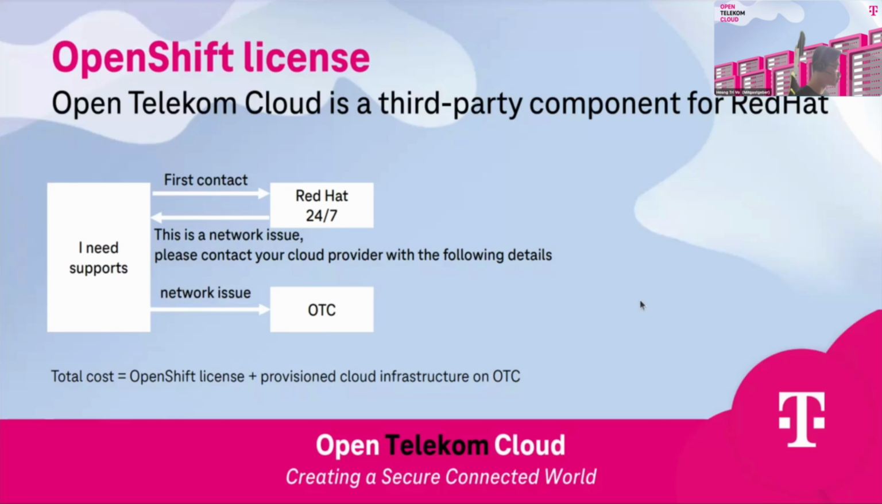and the total cost is that you pay for the OpenShift license, and you only pay for the provisioning of cloud resources, the cloud infrastructure on OTC, meaning on Open Telecom Cloud, meaning you pay for CPU, RAM, gigabytes of the control node and of the worker nodes, or any additional cloud resource that you create on Open Telecom Cloud.